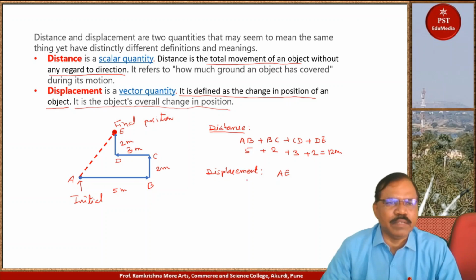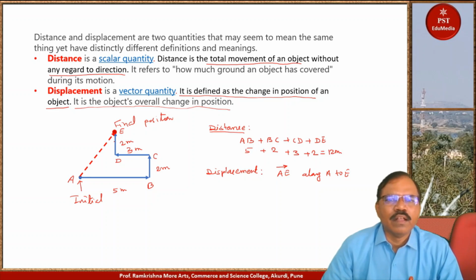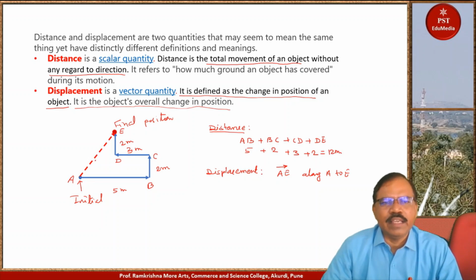AE is displacement, and it is along AE, that is, from A to E. Now you can find this distance AE. This distance AE is along AE, so it is a vector quantity. By using geometry, you can find distance AE.